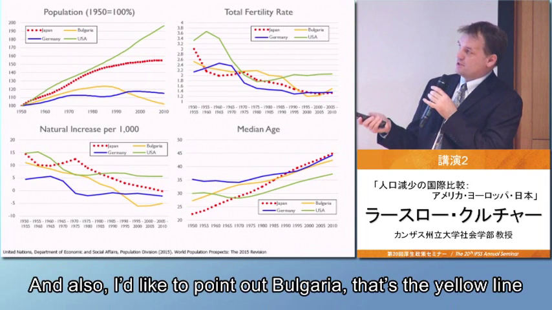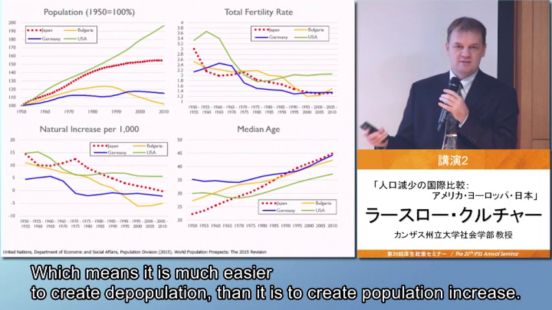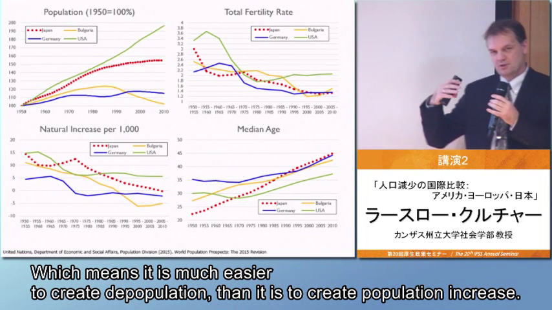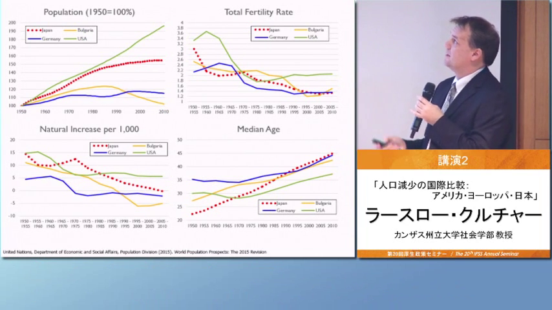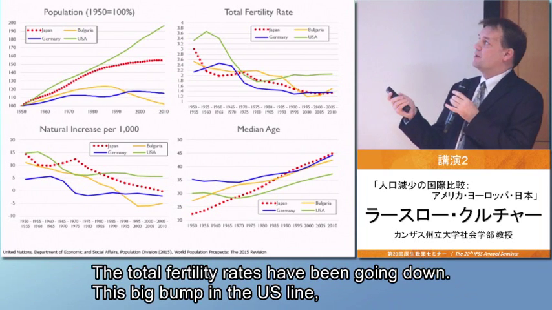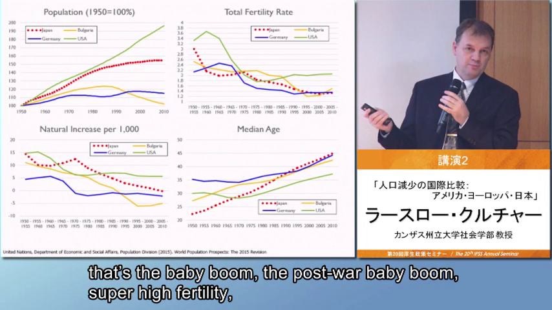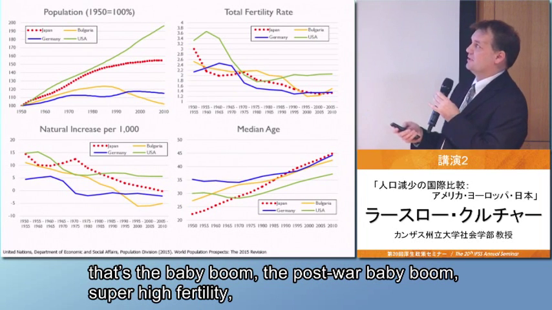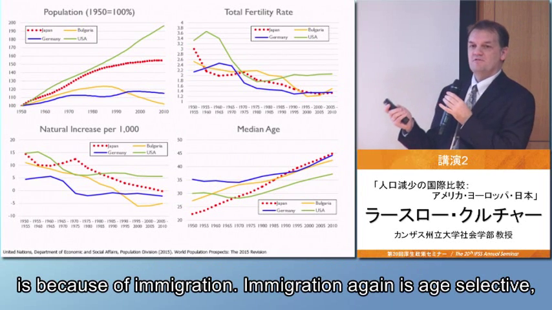And also, I'd like to point out Bulgaria, that's the yellow line. You could see that 4 decades of population increase was eliminated in only 2 decades, which means it is much easier to create depopulation than it is to create population increase. The total fertility rates have been going down. This big bump in the US line, that's the baby boom, the post-war baby boom, super high fertility. And again, the reason why US fertility is around the replacement level is because of immigration.